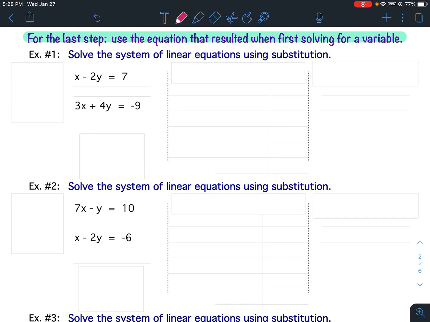Example 1, we've got x minus 2y equals 7 and 3x plus 4y equals negative 9. Which variable is the easiest one to solve for? Well, this has a coefficient, this one has a coefficient, this one has a coefficient, but the x doesn't. So the easiest variable to solve for is the top x. So we are going to solve for the top x and plug it into the bottom x. Write this down.